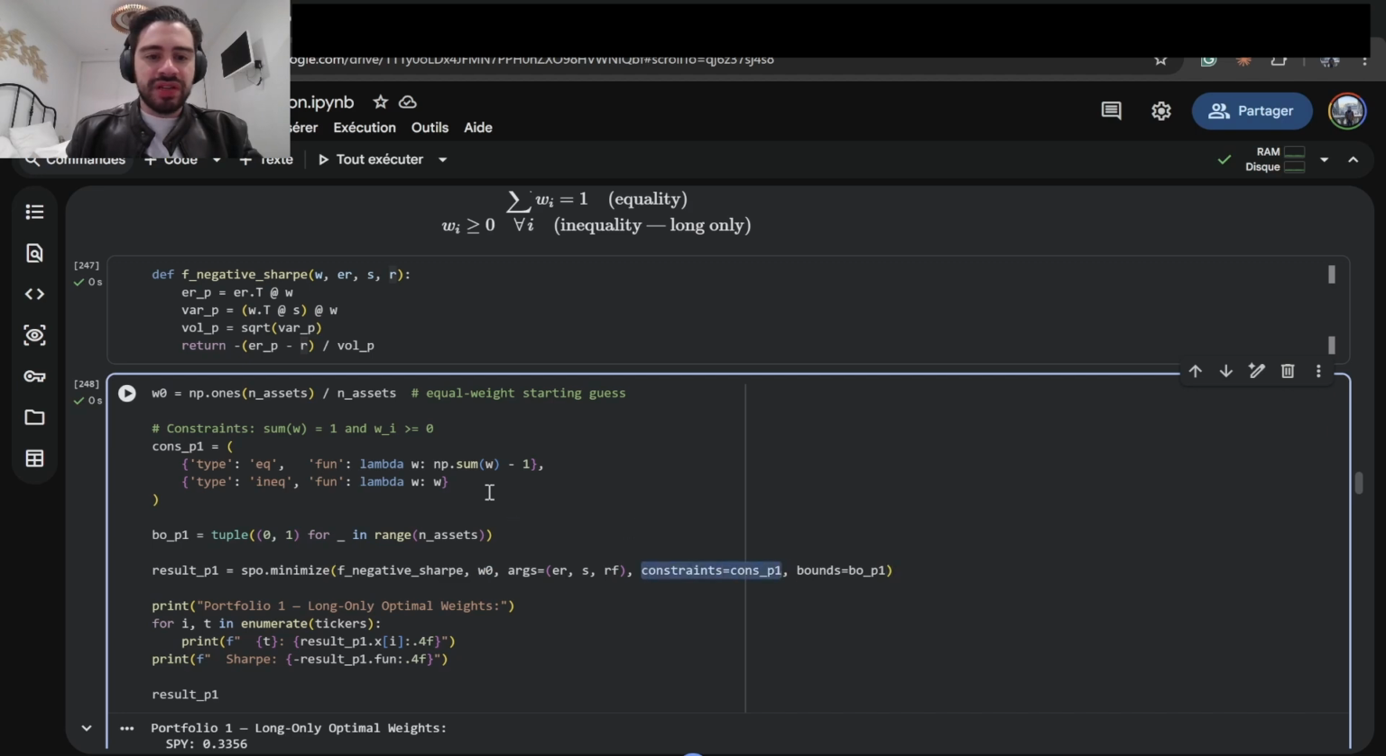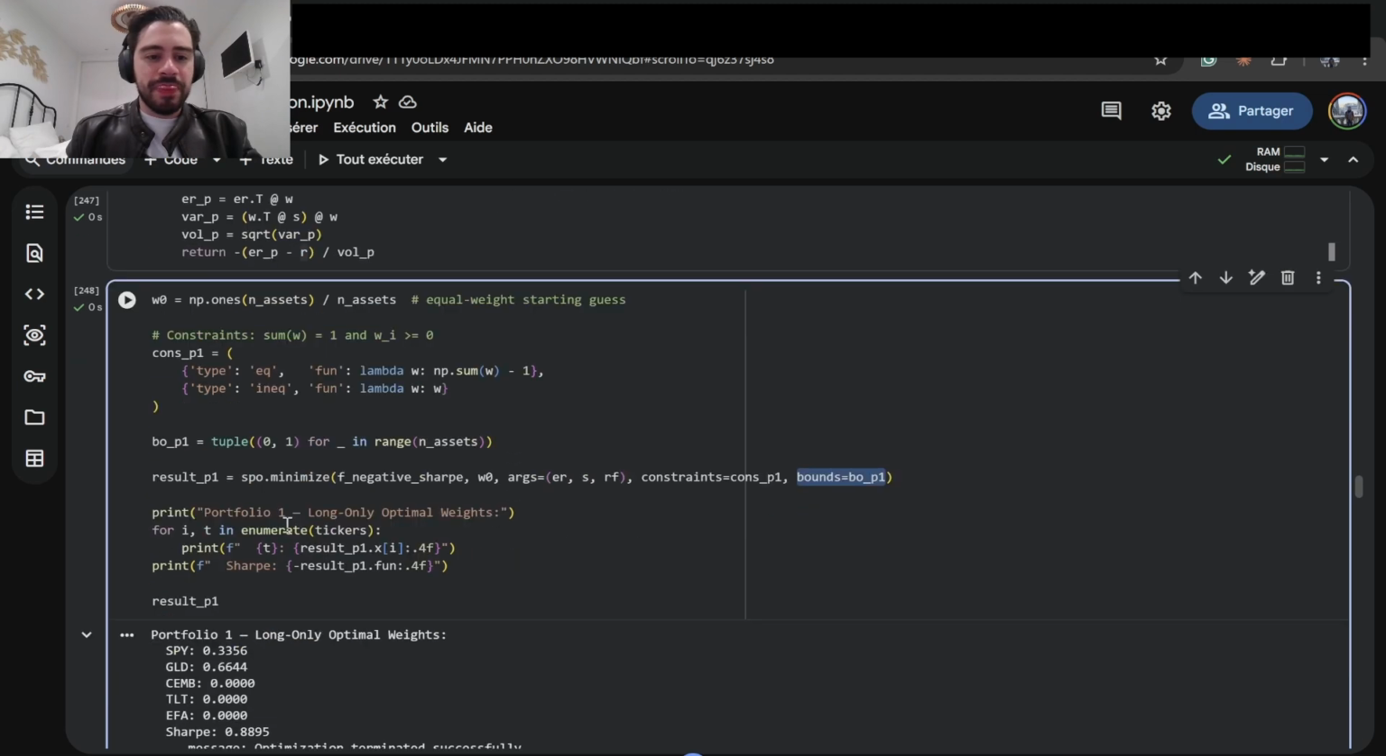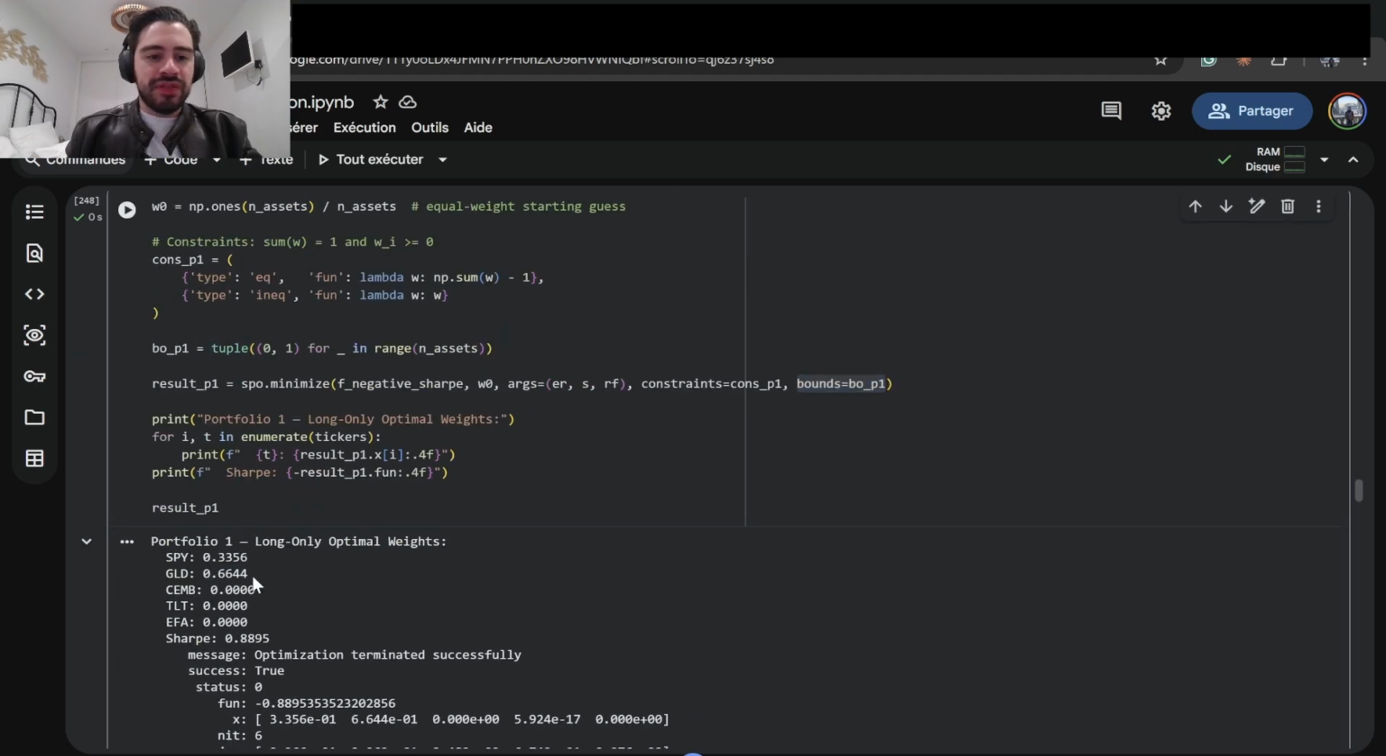Those are the constraints I decided with these equations, and these are the boundaries, which go from 0 to 1. And as a result, I have basically allocation to gold and SPY. Why? Because gold had high returns in the last 5 years and very low correlation with other asset classes.